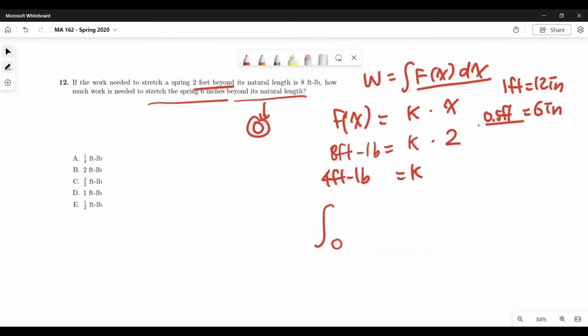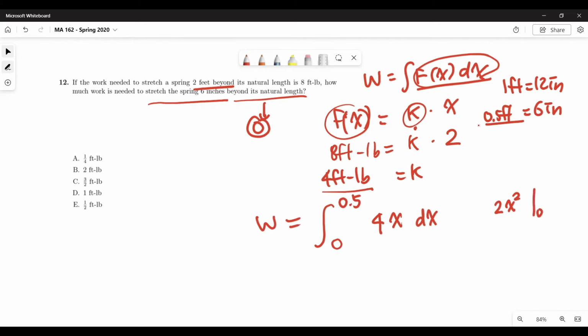So it's 0.5, and we're given k is 4. Because we write f(x) inside of the integrand, and k is already inside of f(x), we write 4 inside, and then we write x, and then write dx to find the work. So if you integrate it, this is 2x squared, from 0 to 0.5. 2 times 0.5 squared, minus 0 squared. This just becomes 1/2 foot-pound. So the answer for this question is E.